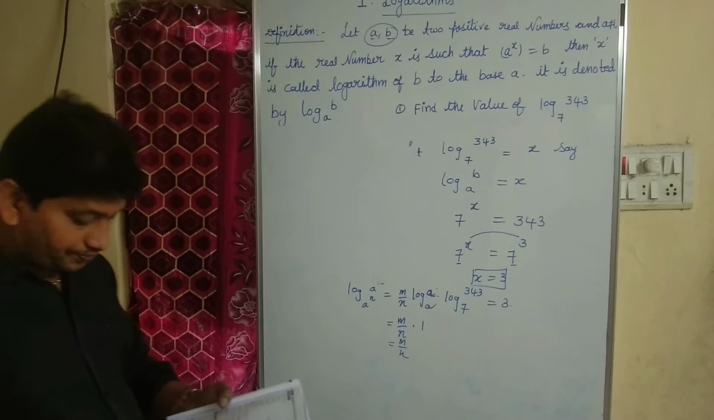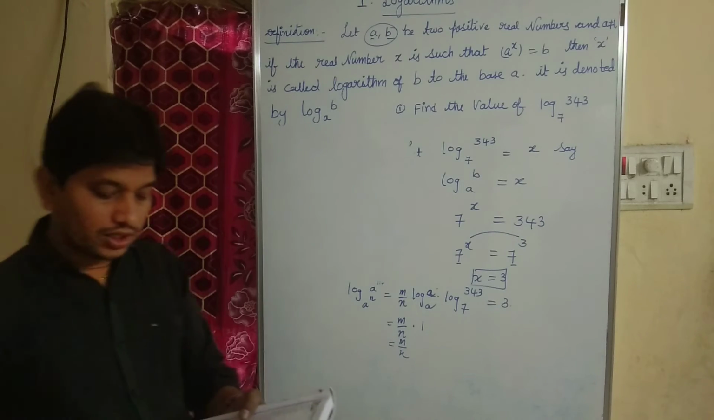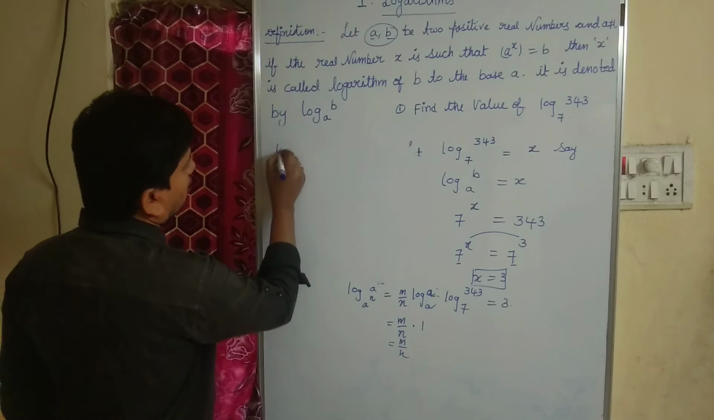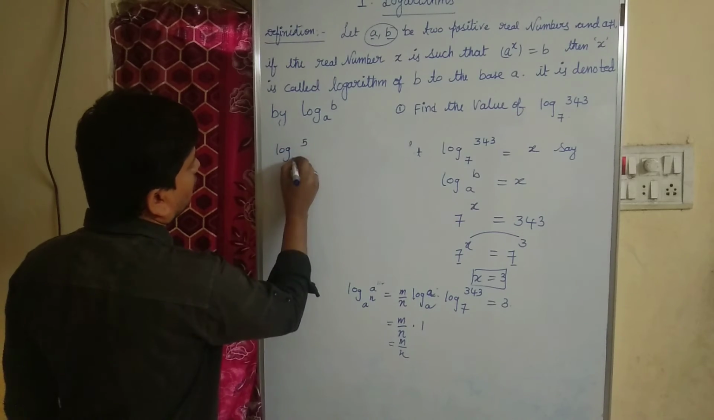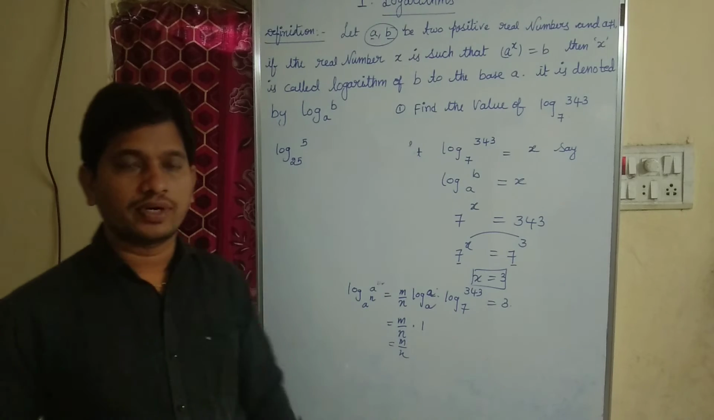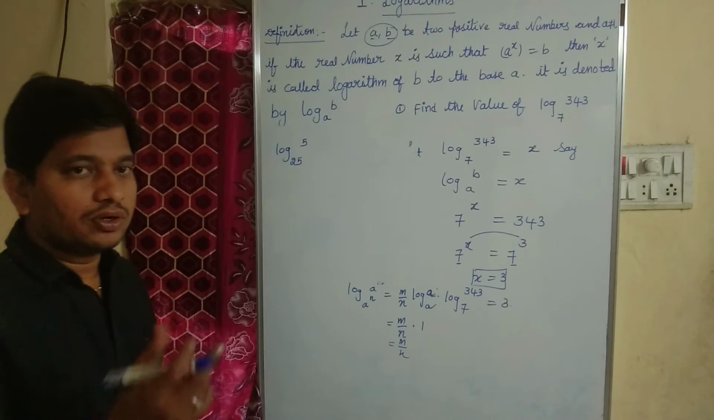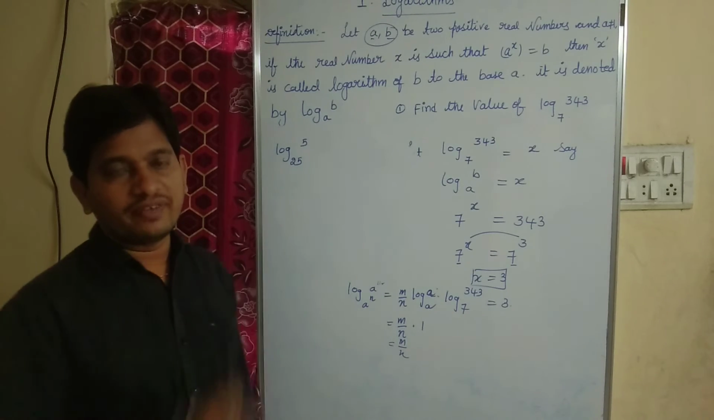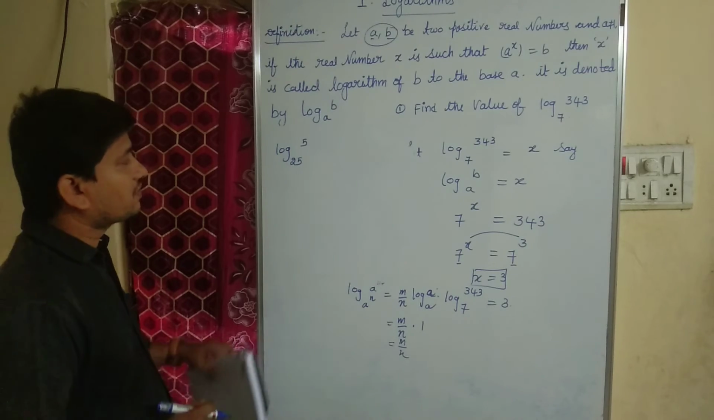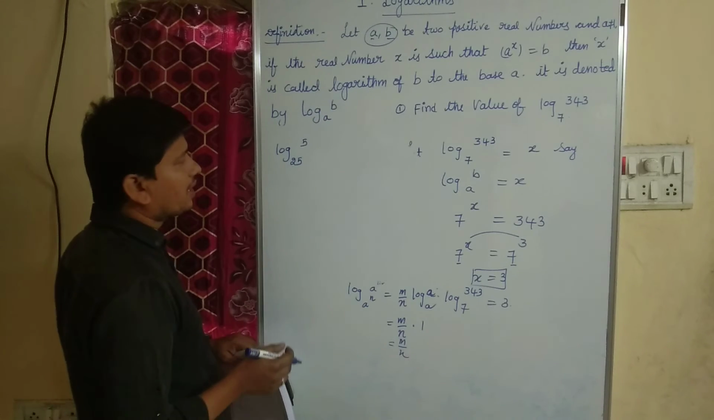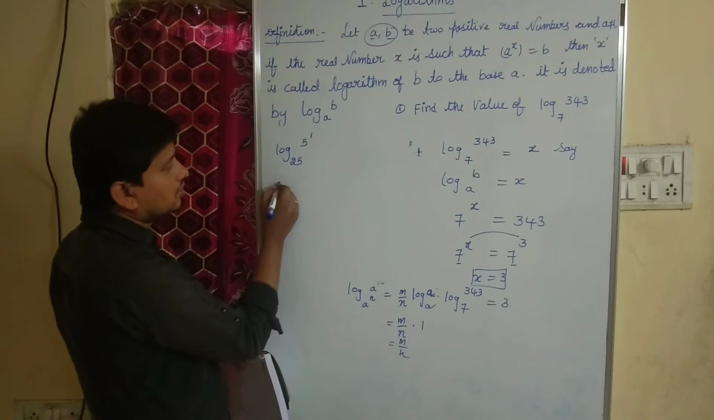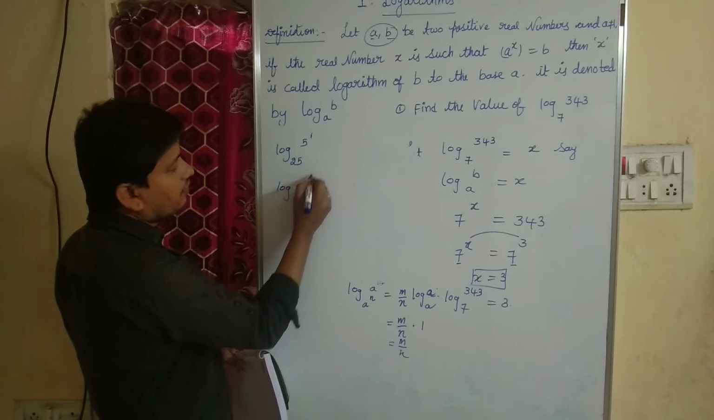Okay, so let us do one more problem. How to find the value of log 5 to the base 25. Log 5 to the base 25. So it is a little bit converse to the previous problems. How can I write 5? I can write 5 as 5 to the power 1. See, 5 I can write as 5 to the power 1.